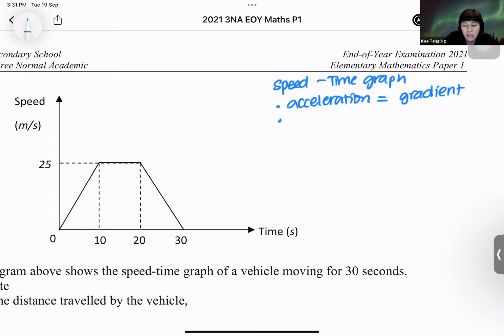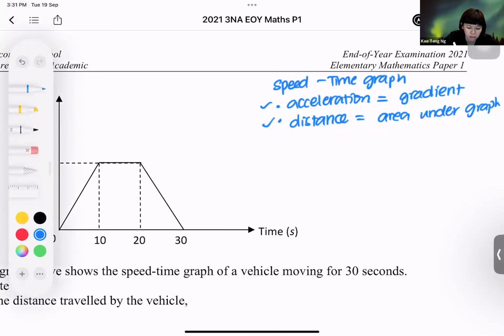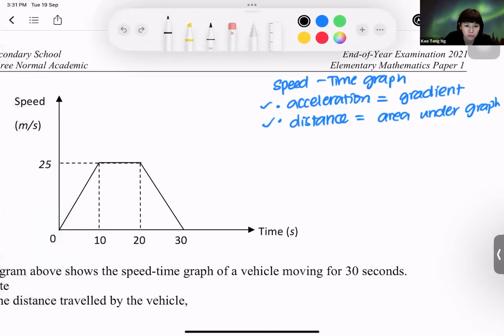Right, then the next thing, the distance that you travel equals the area under the graph. These two concepts are very popularly tested. So usually if they test a speed time graph question, it will be this kind of question. Please bear in mind, remember the few concepts. Now let's go through some of the questions, how to do them. The diagram above shows the speed time graph of a vehicle moving for 30 seconds. Calculate the distance traveled by the vehicle.